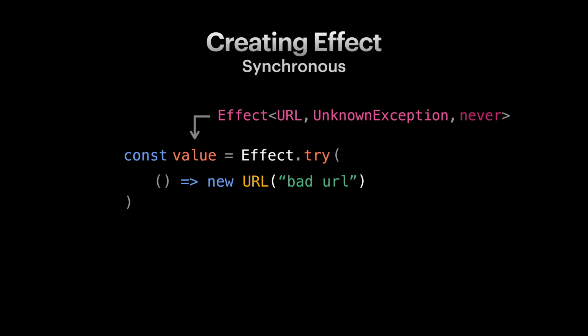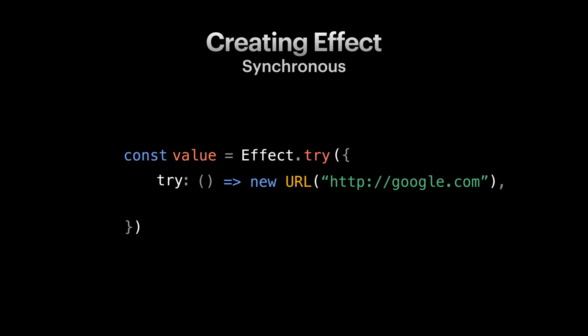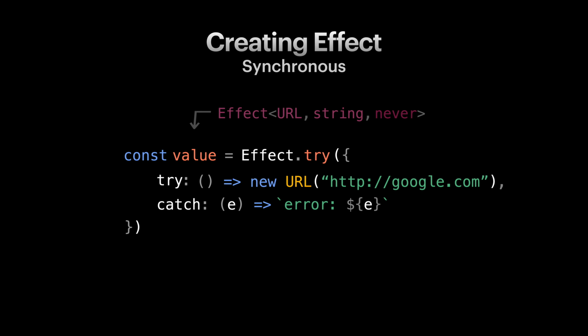But what if we want to help Effect to narrow the failure type? We can do that by passing an object to the try function. This object has two properties: try for the actual computation, and catch for when our computation throws an error. In that case, the catch callback receives the thrown error and has a chance to do some computations over it and narrow it down to a more specific error. For example, here we are returning a string from the catch callback. That narrows the type of our value constant to Effect of URL and a string.